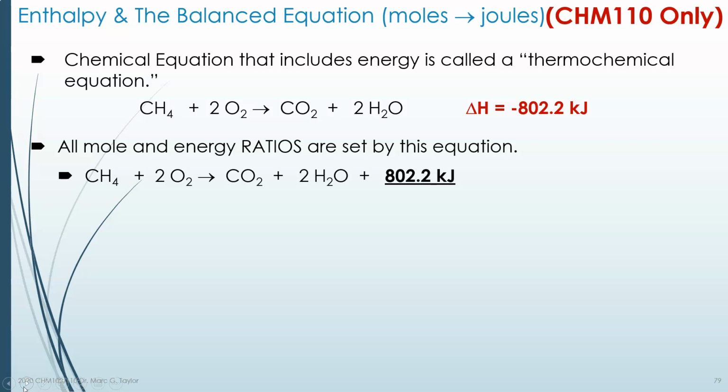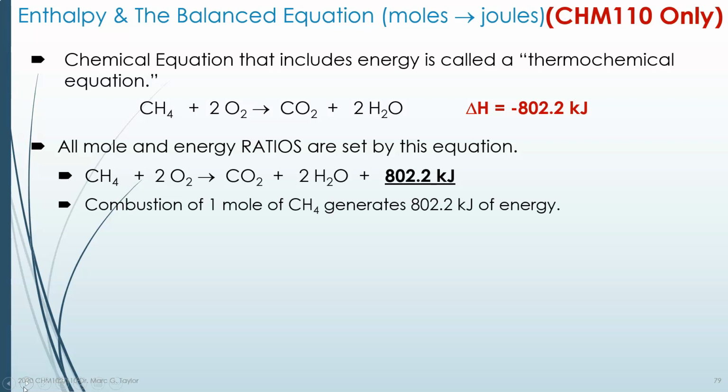Now you notice I don't bother writing the negative sign here, because I put it on the right side of the equation. By putting it on the right side of the equation as a product, it means that the change in enthalpy was a negative value. But when we write it as a product, we don't need to show that negative sign. It is that much energy, 802.2 kilojoules of energy, is a product. It is released. So this is telling us that 1 mole of methane will generate, once it's combusted, 802.2 kilojoules of energy.